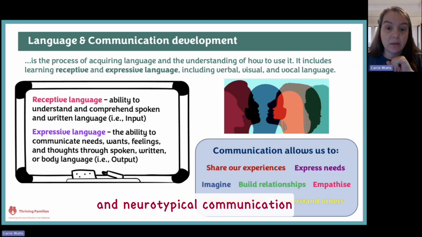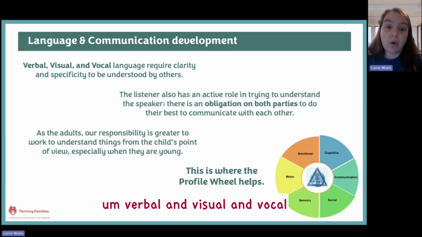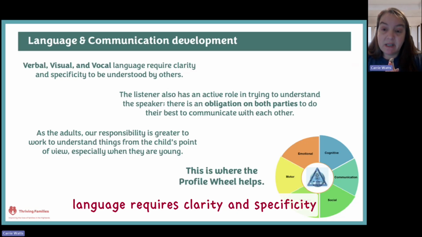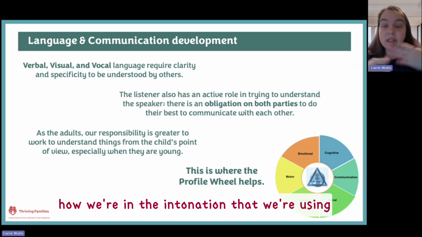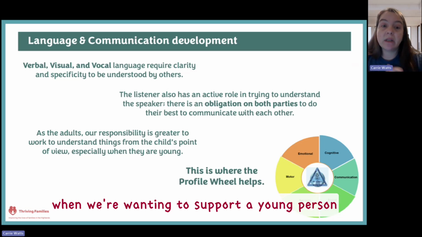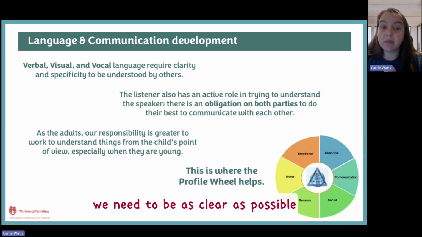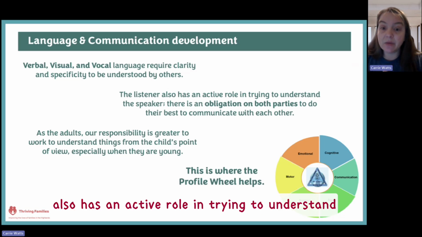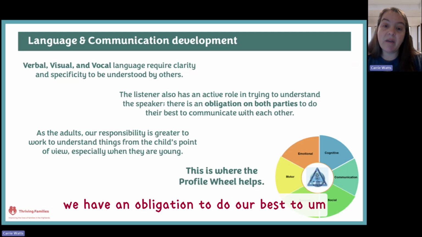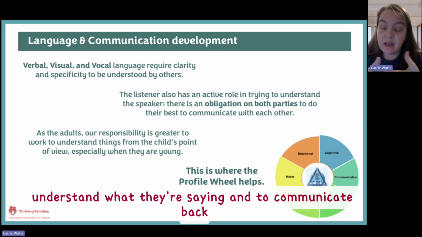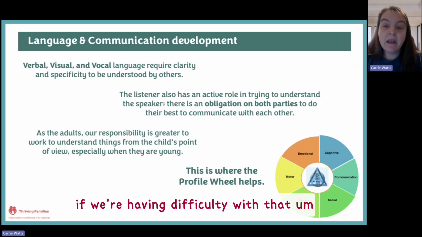And that's probably the most important one, because communication has some challenges when it comes to neurodivergent and neurotypical communication. Verbal and visual and vocal language requires clarity and specificity. So that means how we're looking, the intonation that we're using and the words that we're using. When we're wanting to support a young person, we need to be as clear as possible so that there's no misunderstanding. But the listener also has an active role in trying to understand. So if we're communicating with a young person, we have an obligation to do our best to understand what they're saying and to communicate back if we're having difficulty with that.